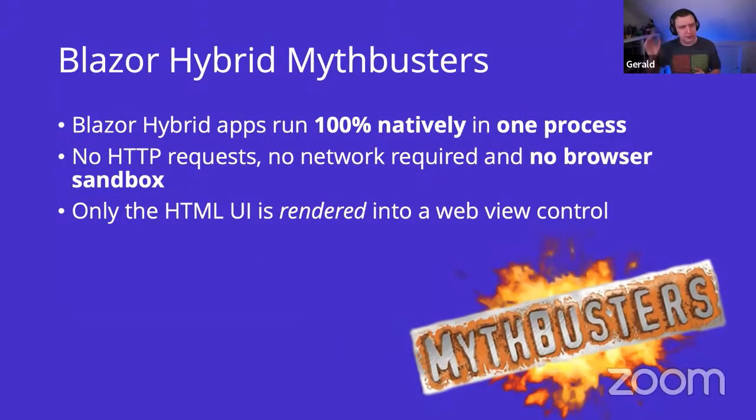So then also some mythbusters. Blazor hybrid apps run 100% natively in one process. That's basically what I just said. We don't spin up any web services inside of your app. We don't need to do anything. So there's no HTTP request, no network required, and no browser sandbox. Of course, if you want to get data from some kind of third-party service, then there's definitely going to be HTTP requests, and there's network required. But if you don't do that, you can totally build an offline application with Blazor Hybrid.